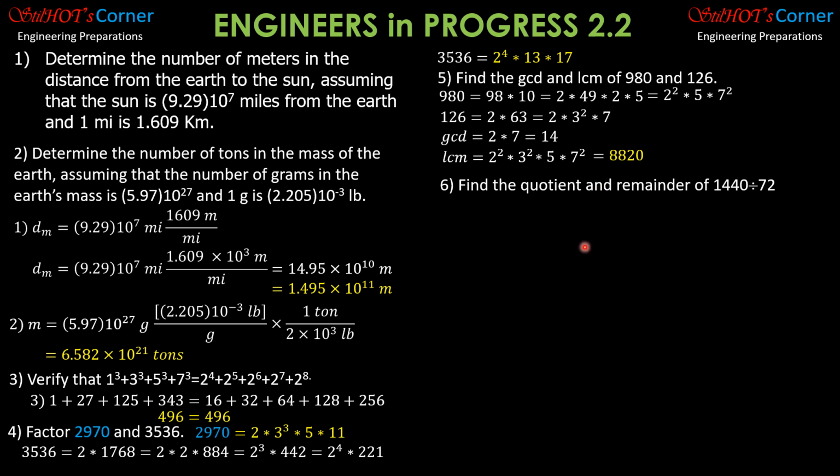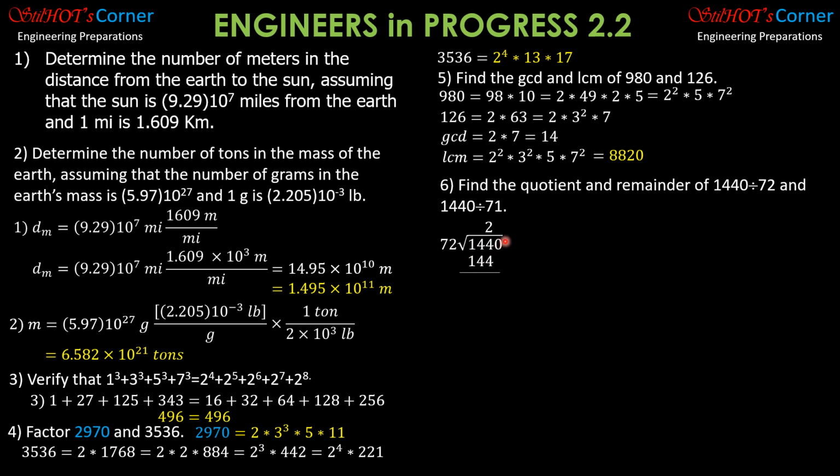Problem 6, find the quotient and the remainder of 1,440 divided by 72 and 1,440 divided by 71. So by long division, 1,440 divided by 72. 144 divided by 72 is 2. 2 times 2 is 4. 2 times 7 is 14. So it is exactly 144. Subtract, then it is 0.